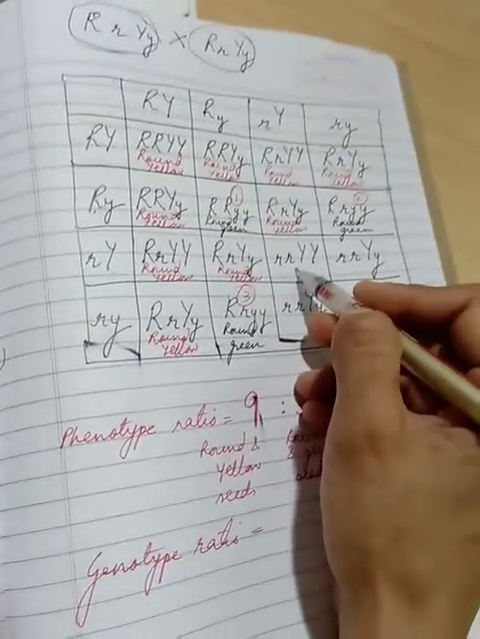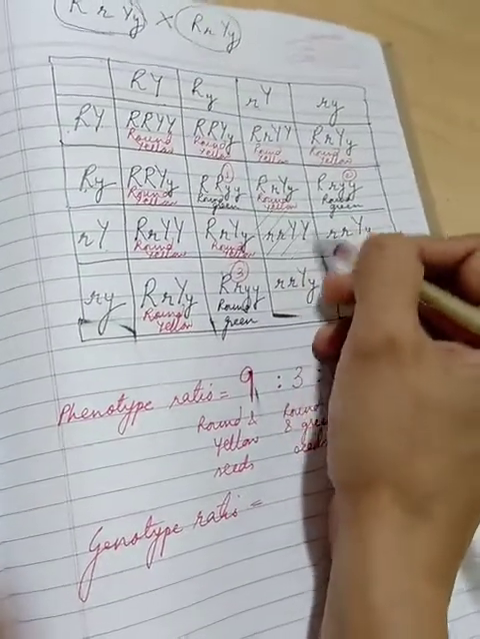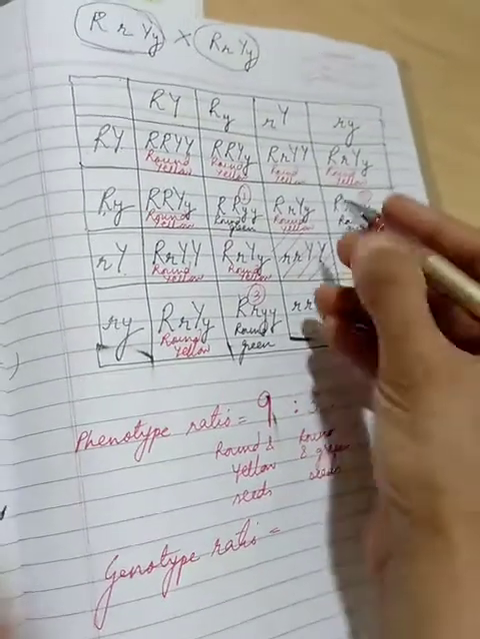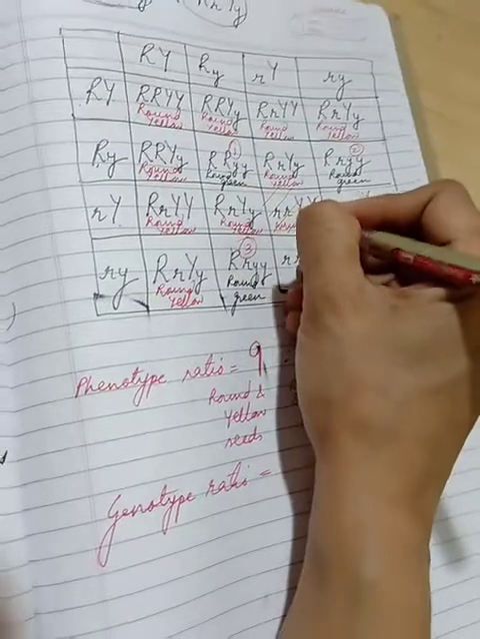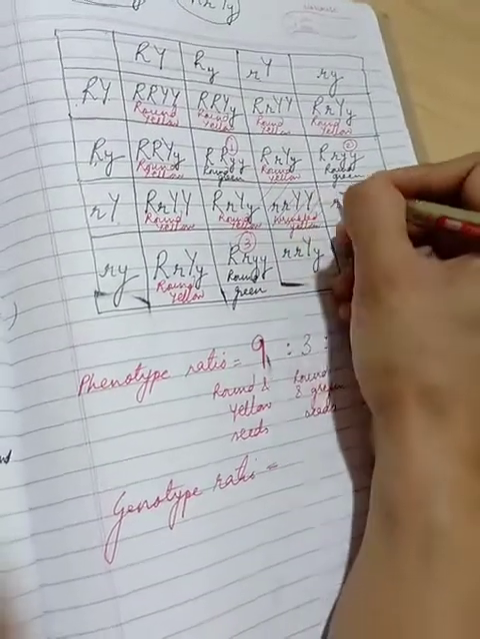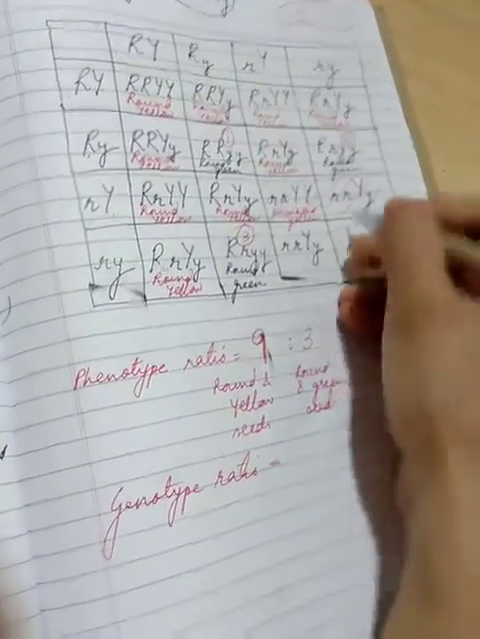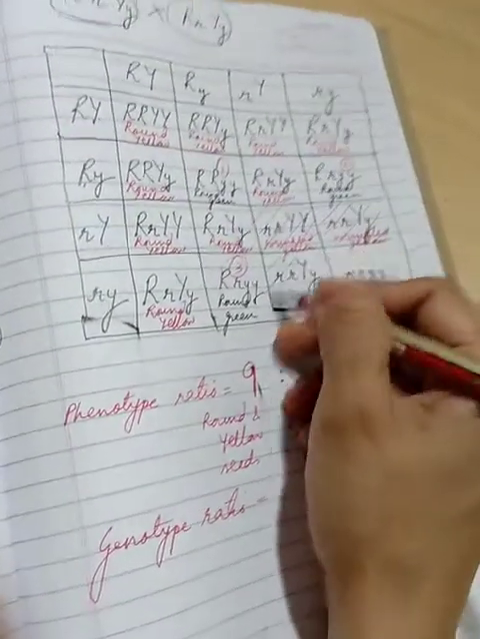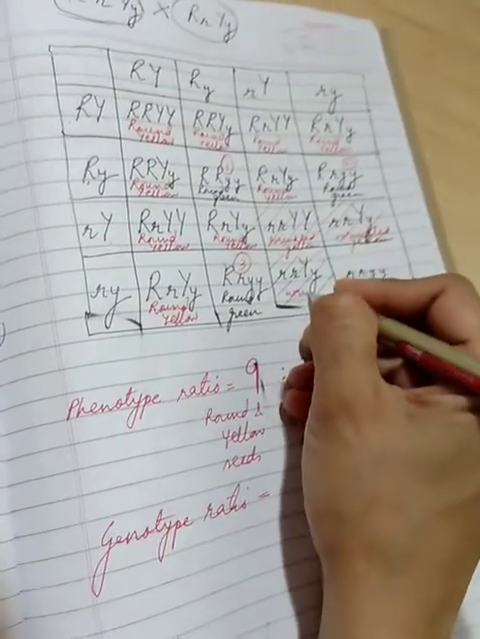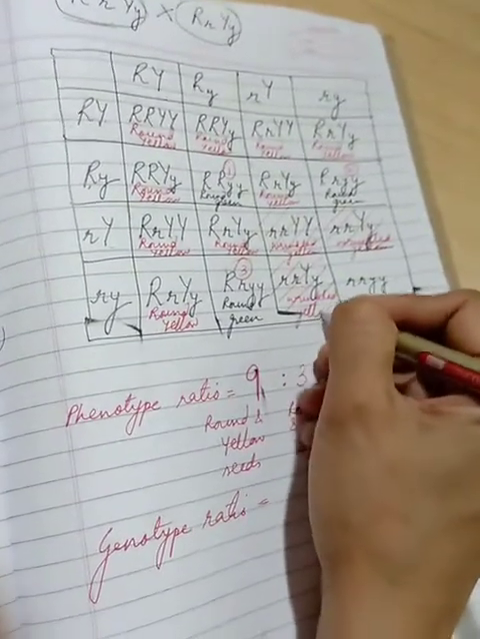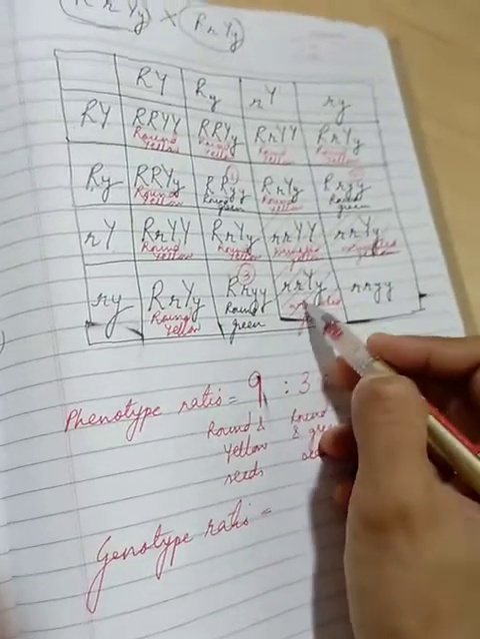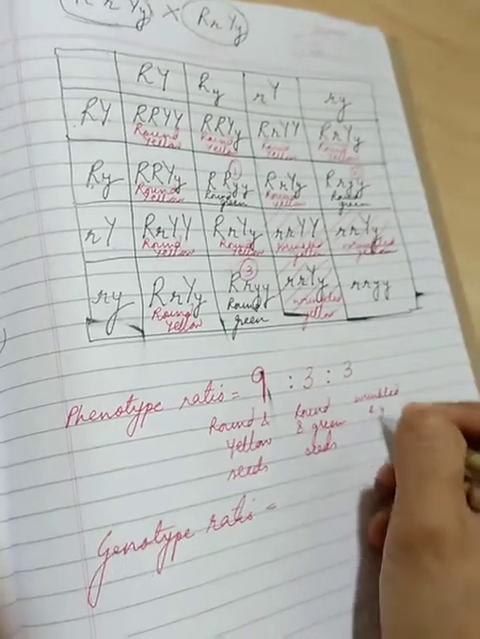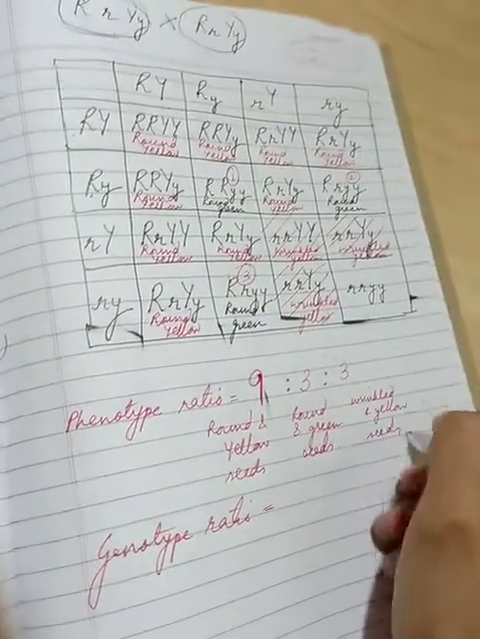Now what will this be? Let us show it by a diagonal work. This will be small r, meaning wrinkled, and capital Y means yellow. So this will be wrinkled yellow. Again wrinkled yellow, and this again wrinkled yellow. So how many? 1, 2 and 3. So once again wrinkled and yellow seeds.